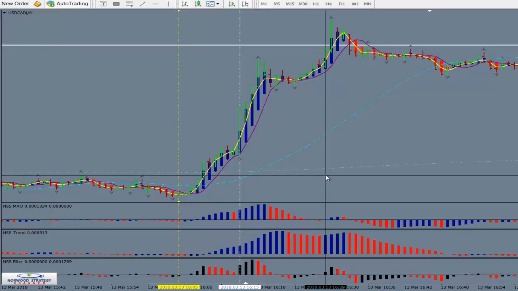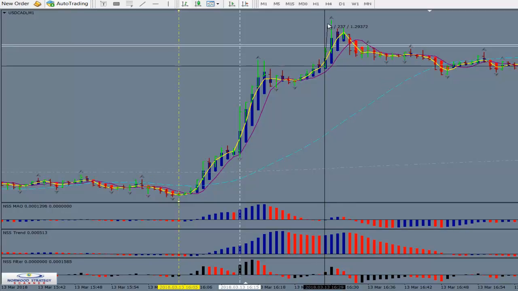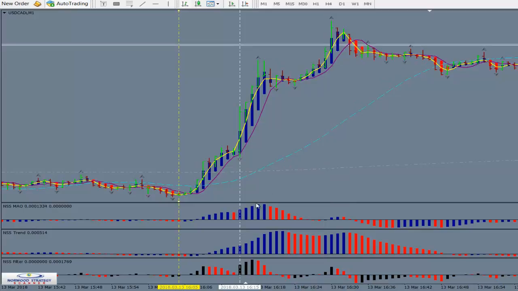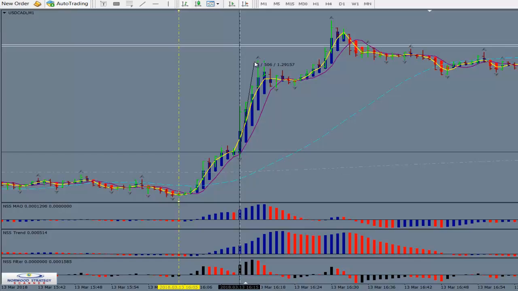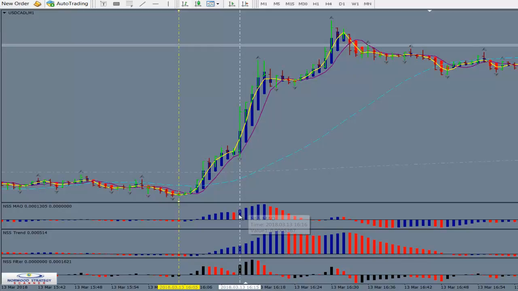Well, here's a saddle right here for 23 pips. There was a saddle right there that was for 50 pips. Now, did the saddles have to be at the same time? No. We had a saddle up here. There was a saddle here. We don't count the saddles so much on the filters. It's mainly the color and the fresh crosses and the color in the middle indicator.